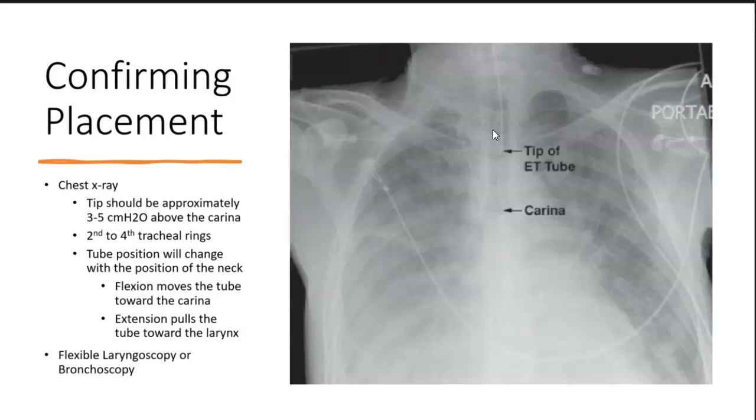The other way that you can confirm placement is with a flexible laryngoscopy or bronchoscopy, where I directly visualize where the end of the endotracheal tube is in the airway.